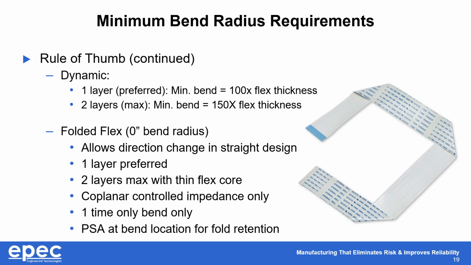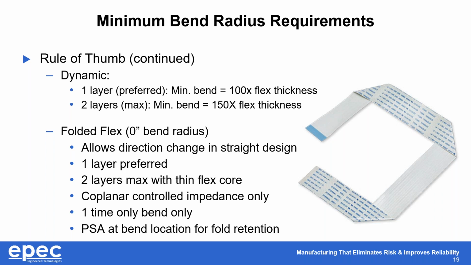The last application is what's known as a folded flex. And a folded flex essentially has a 0 bend radius. The flex is actually folded back on itself and in most cases creased. The benefit of this type of application is it allows you to construct a straight flex circuit and then create bends in it by folding it over, in a 45-degree example, as you can see in this image.